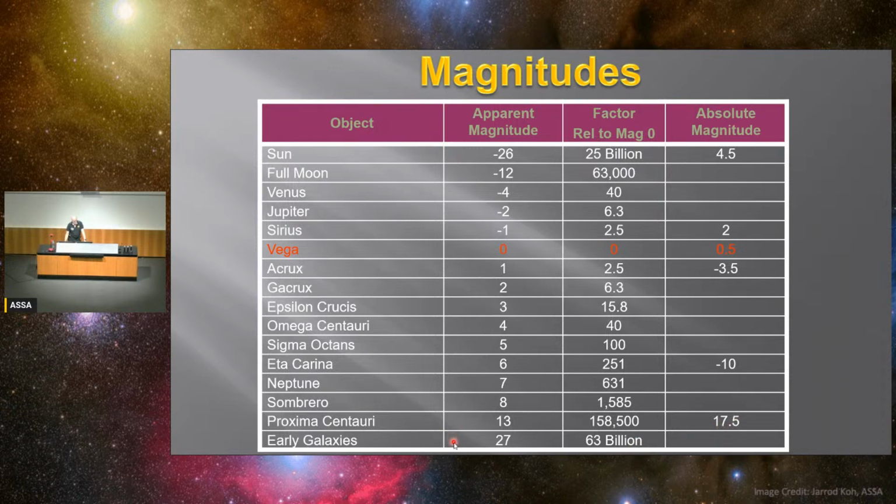Then if we go out to the limits of what Hubble can see at the edge of the universe, we're looking at about magnitude 27 or so. So that's 63 billion times fainter than the star Vega. So this gives you a little bit of an overview of the magnitude system.